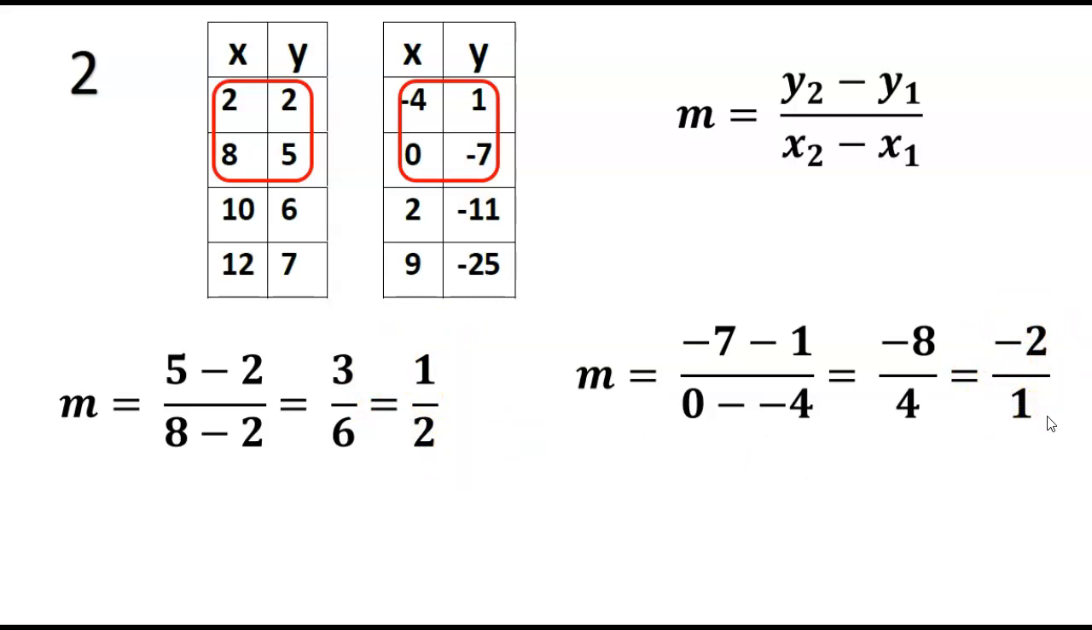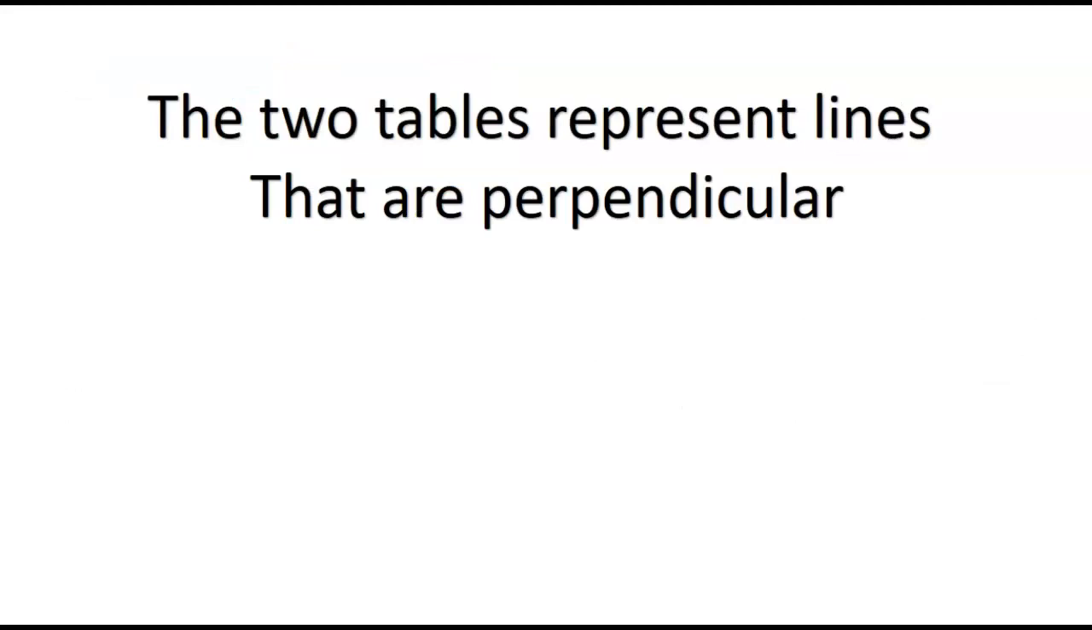First, do I have one that's positive and one that's negative? I have to have one positive and one negative to have perpendicular lines. This is 1 over 2, this is 2 over 1. Are those reciprocals? Are those flipped fractions? One positive, one negative. 1/2, the opposite of 1/2 is 2 over 1. So the conclusion that I can make is the 2 tables represent lines that are perpendicular.